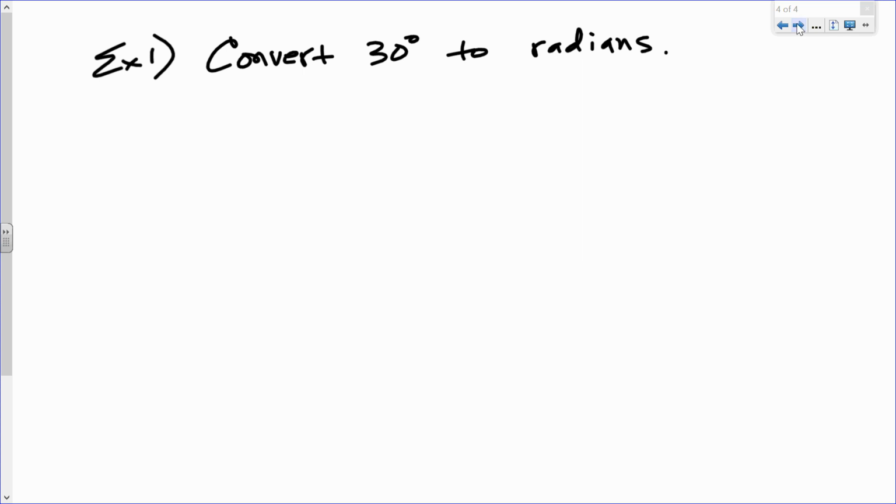Example 1. Convert 30 degrees to radians. Go write that. So now on a separate sheet of paper, put example 1. If you can fit it on here, that's fine, but I'd recommend a separate sheet of paper. Write, convert 30 degrees to radians. Degrees to radians. So here's the solution. Right now is a bad time to fall asleep.